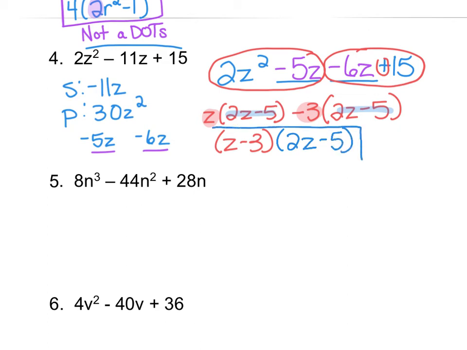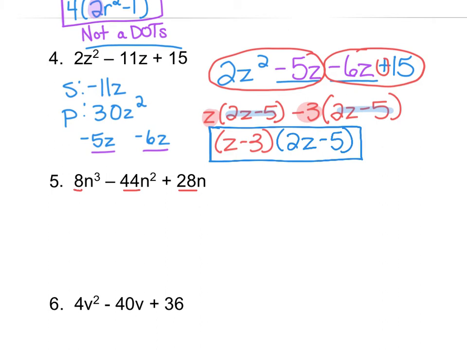So my final answer is z minus 3 times 2z minus 5. All right, moving on to number 5. So we've got three terms. The first thing we're going to look for is a GCF. So let's look at 8, 44, and 28.